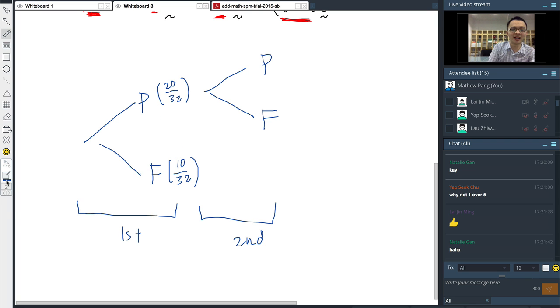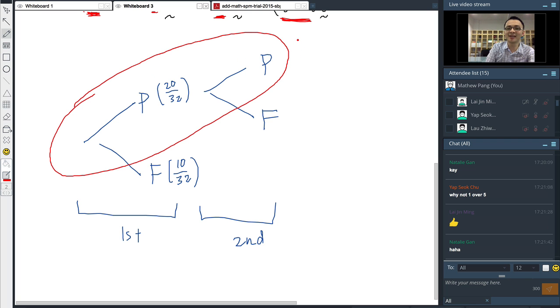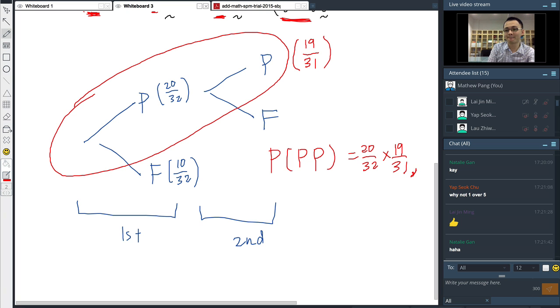Now I want to find the probability of both of them also passing the test. So the second time I select the pass, because I selected one already, this one has 19 left, and the total only has 31 left. Because now I want to find the probability both will pass the test. So it will be 20 over 32 times 19 over 31. Correct or not? You cannot say this is 1 over 32 and then this is 2 over 32. Because it's not one student who passed the test only. We have 20 students who passed the test.